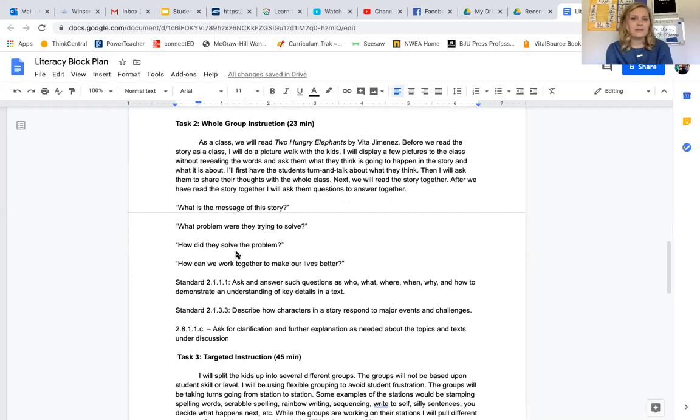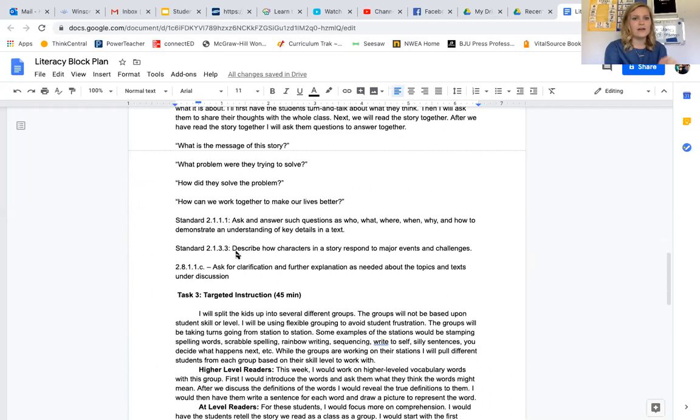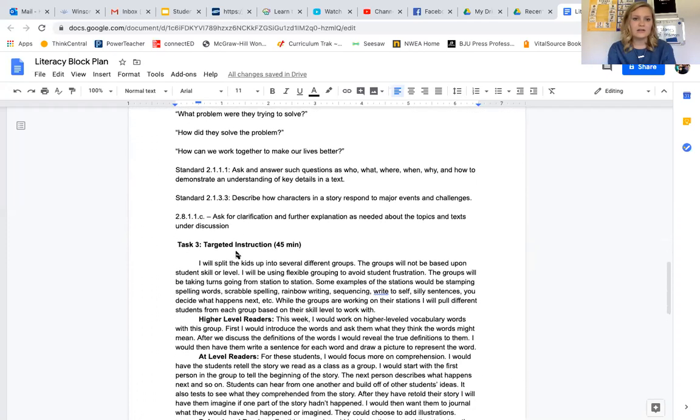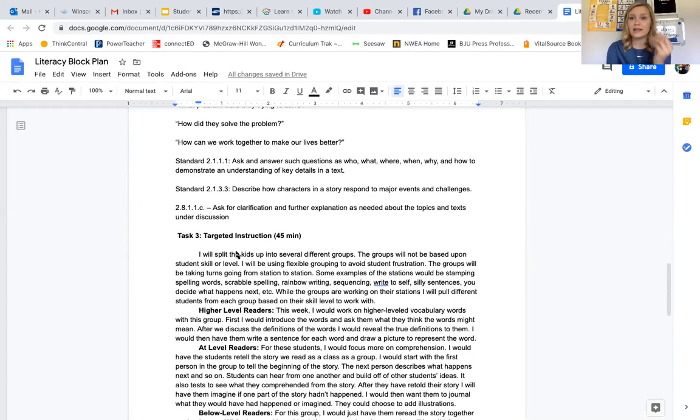Some of the questions being, what is the message of the story? What problem were they trying to solve? How did they solve the problem? How can we work together to make our lives better? And below are the standards that those questions kind of encompass and the activities we are doing.